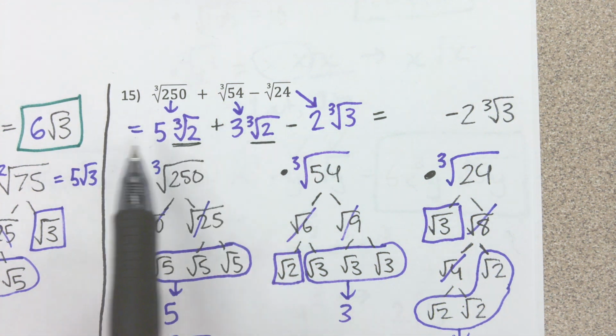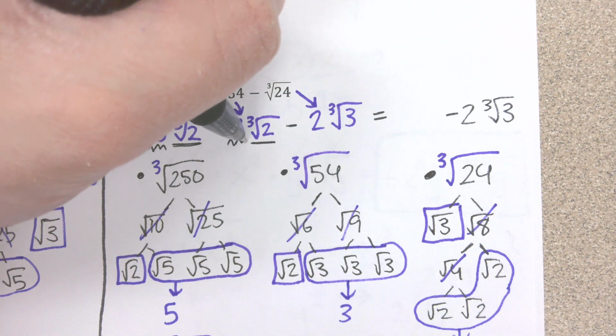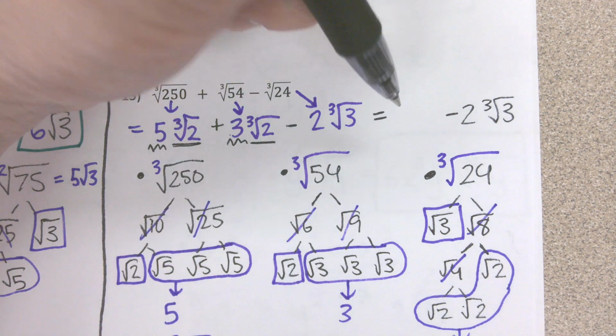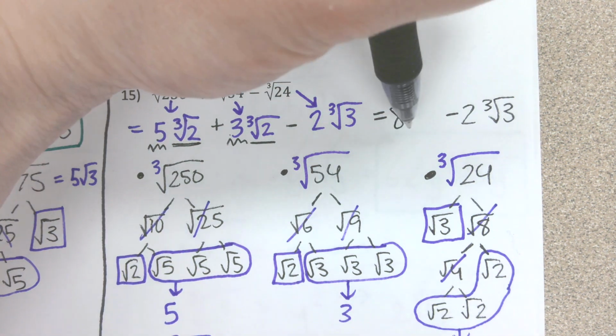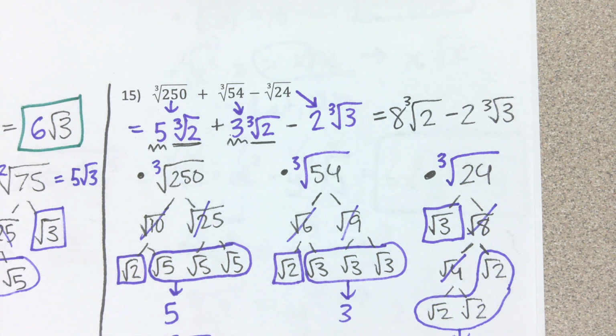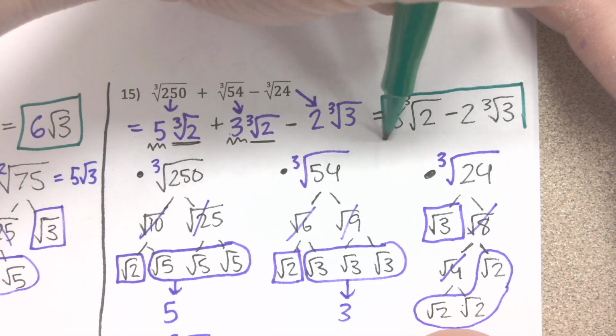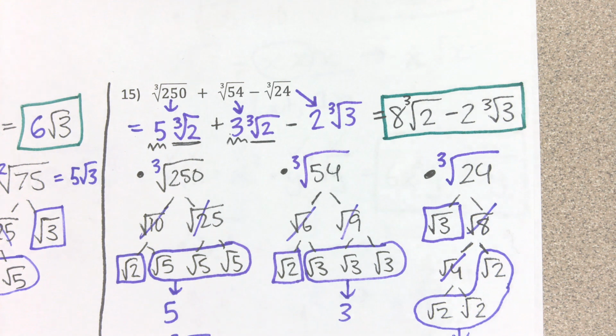And then I'll combine like terms here. Again, the only math that we're doing is with the 5 and the 3. 5 plus 3 is 8, and then we'll attach the cube root of 2 to that. And that's all we can do. That's our answer. Questions on number 15?